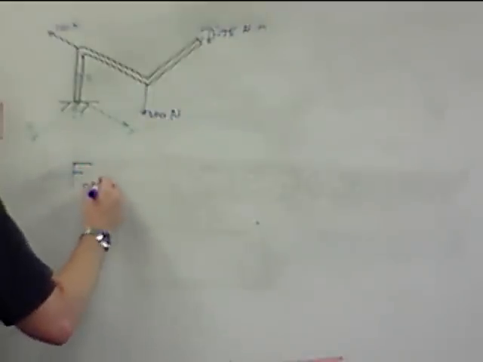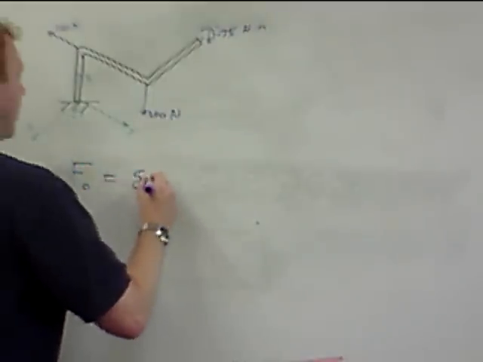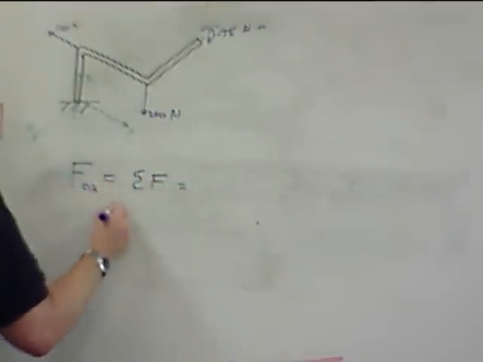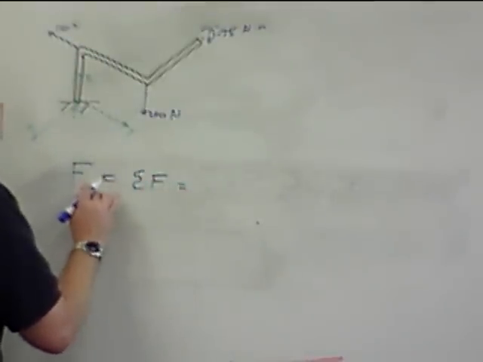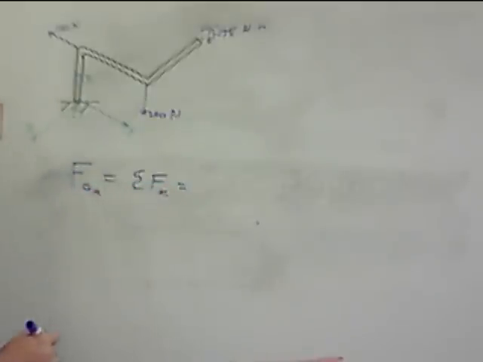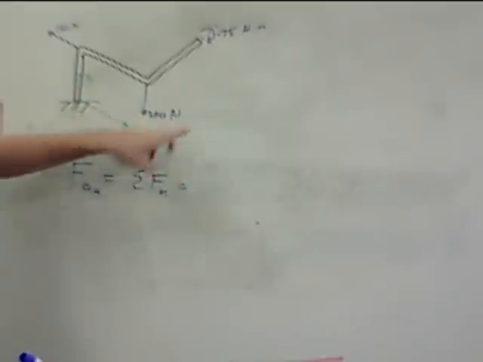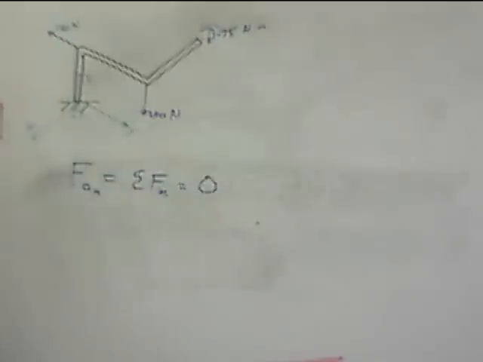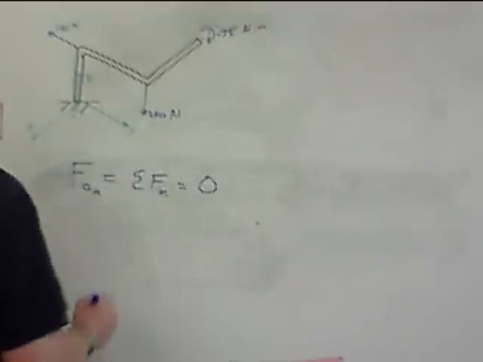Force applied at point O is equal to the sum of forces. So we'll start in the x direction. Sum of forces in the x. This force does not act in the x. This force does not act in the x. Moment doesn't generate any force. Done. No forces in the x direction. That's all set.